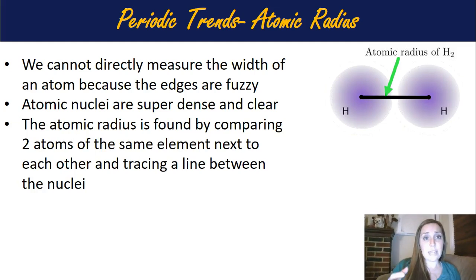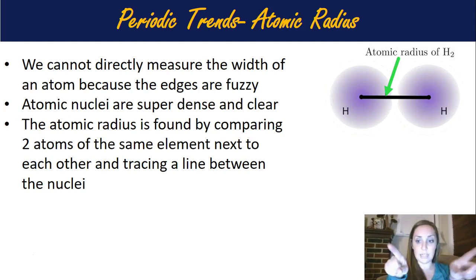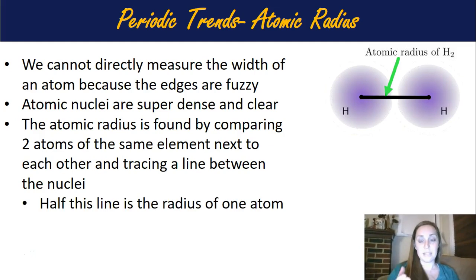So since the nuclei are so clear, the atomic radius is found by comparing those two atoms of the same element next to each other and tracing a line between the nuclei, because we can clearly see there's the nucleus and bloop, there's the line between them. So half of this line is going to be the radius of one atom. The radius is half of the diameter, or the full width of an atom. So we can just compare all of the radii of an atom.